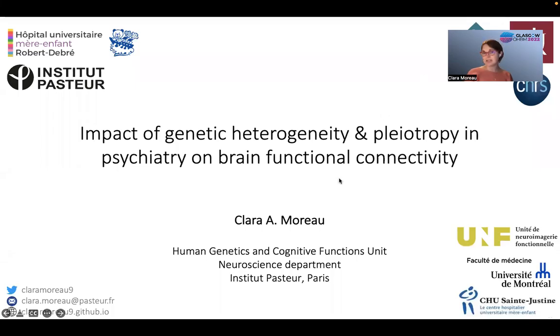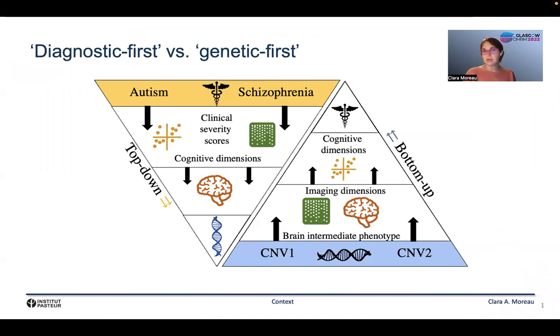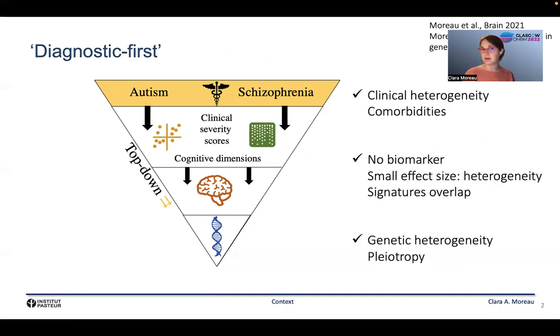Okay, so I'm going to present our last study on the impact of genetic heterogeneity and pleiotropy in psychiatry on brain functional connectivity. As you might know, psychiatric conditions have been mostly studied through a top-down approach, starting from the psychiatric diagnosis and moving down to clinical cognitive dimension, brain endophenotype, and genetic risk, like to identify the gene of autism, the gene of schizophrenia.